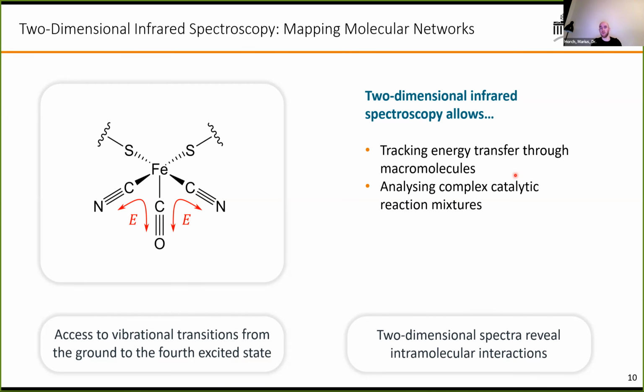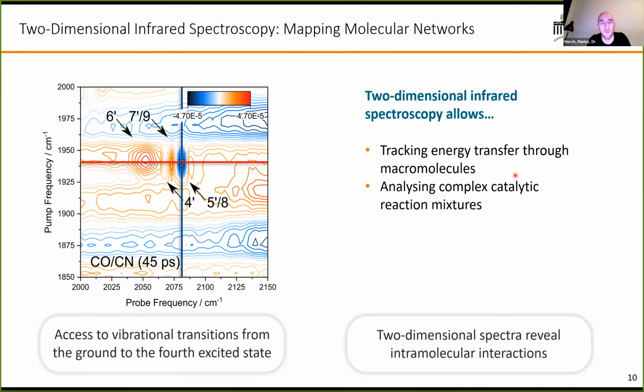You can also use them to analyze, once again, complex catalytic reaction mixtures, the reason being that these types of cross peaks will typically only occur if the interacting vibrational groups are part of the same molecule. In a similar sense, we can also use them to evaluate molecular structure, because typically the interacting vibrating groups not only have to be part of the same molecule, but also in close spatial proximity. And we already used this criterion to assign very unusual signals for the hydrogenase I mentioned before.